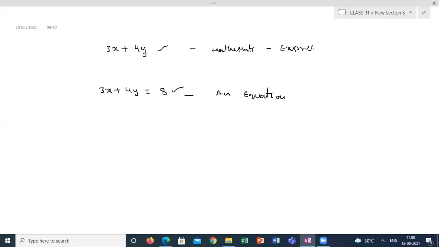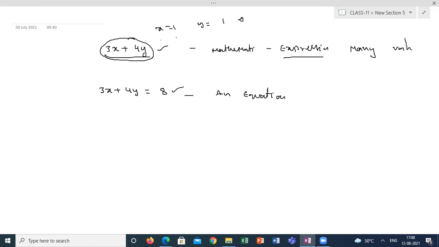Suppose I'm taking 3x plus 4y, and 3x plus 4y is equal to 8. What is the difference between these two? The first is a simple mathematical statement, and the second is an equation. The first is like an expression. The expression doesn't have any limitations. You can substitute x is equal to 1, correspondingly y is equal to 1 to infinity. You can get this expression having many values for different sets of x and y.